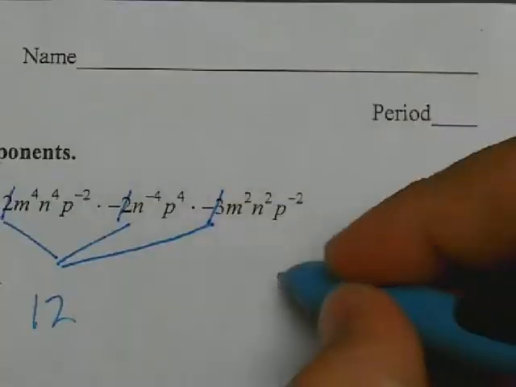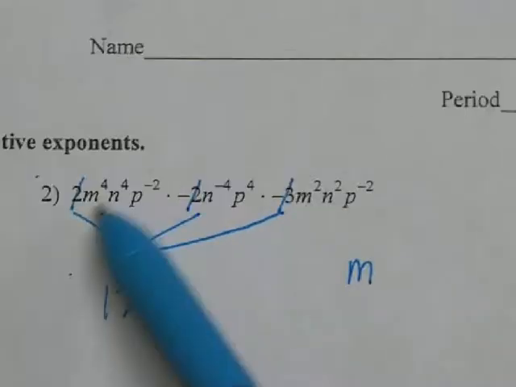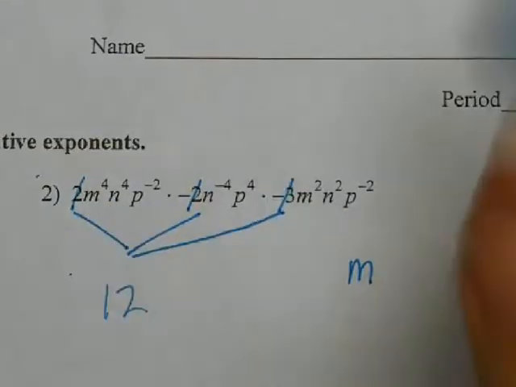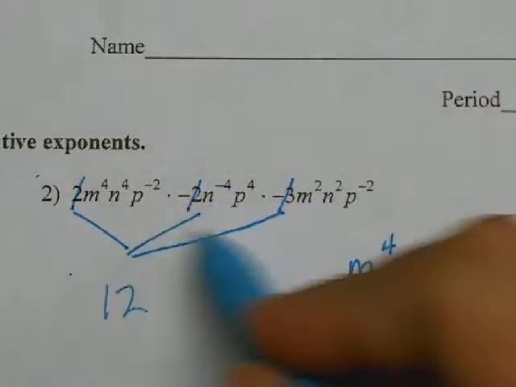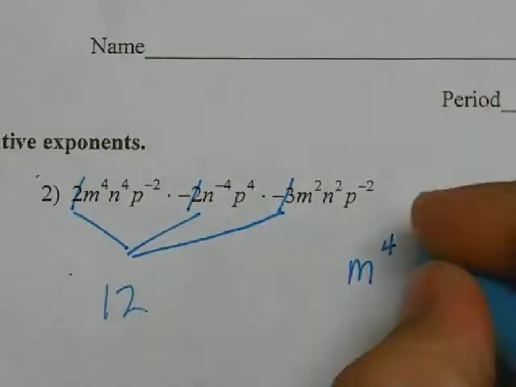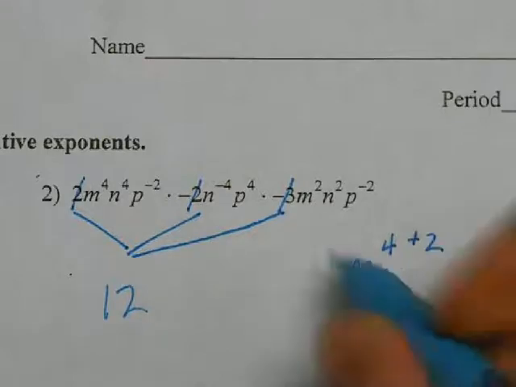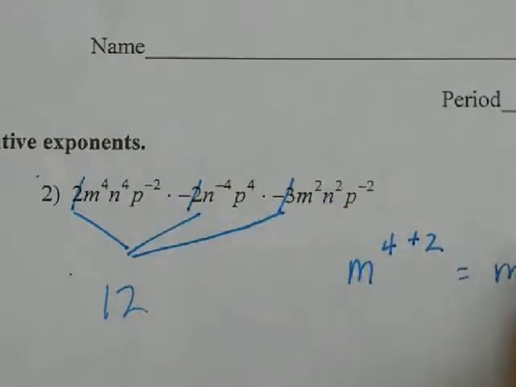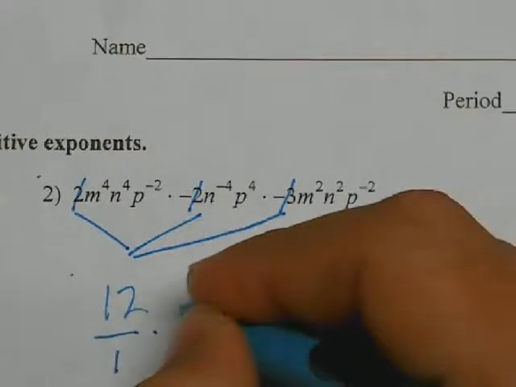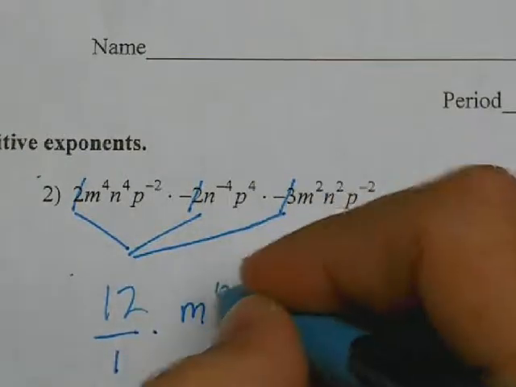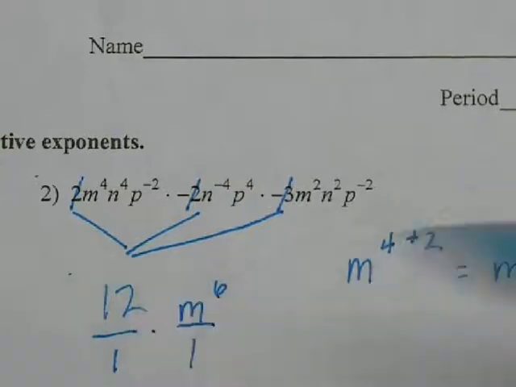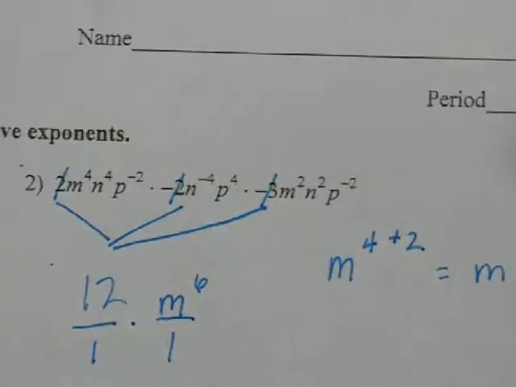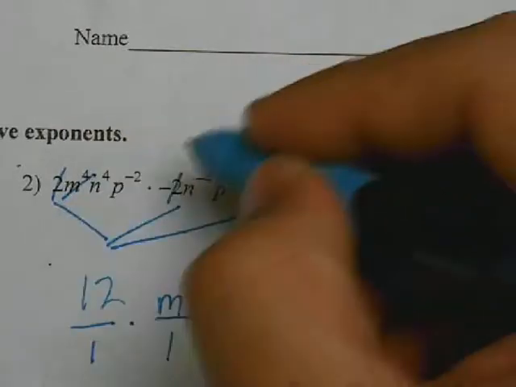What we do when we have like bases of the m is add their exponents. So we have an exponent of 4, and we have an exponent of 2. So your m's is 4 plus 2, which is m to the 6. So 12 over 1 times m to the 6 over 1. We write these as fractions because we could possibly see some fractions in here. Then I mark my m's off because I'm done with my m's.